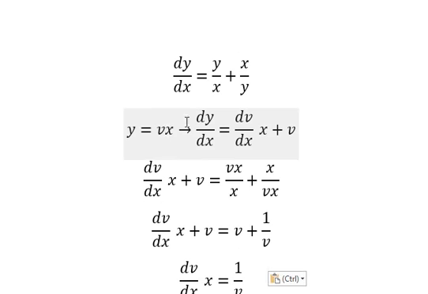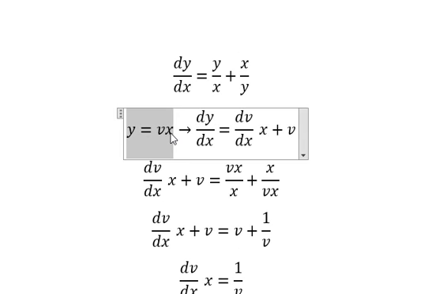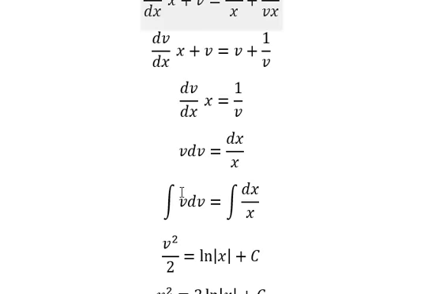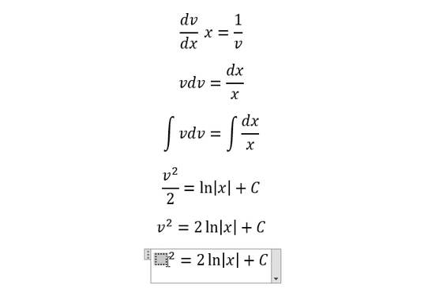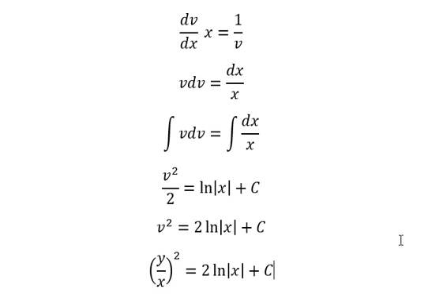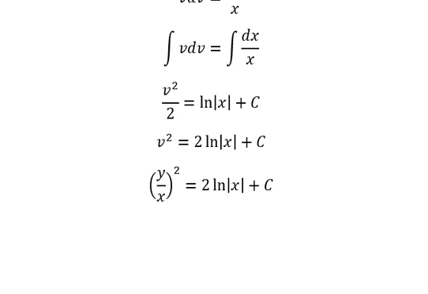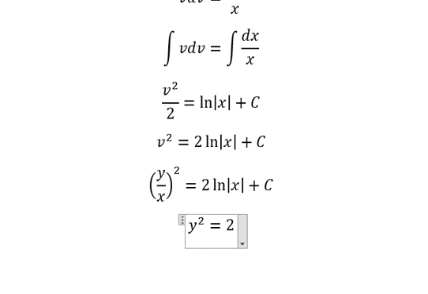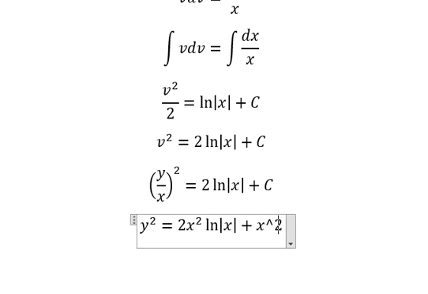About v, that's about this one. So we divide both sides by s. So we put this one to replace for v. So we multiply both sides by s squared. So we put the square root for both sides.